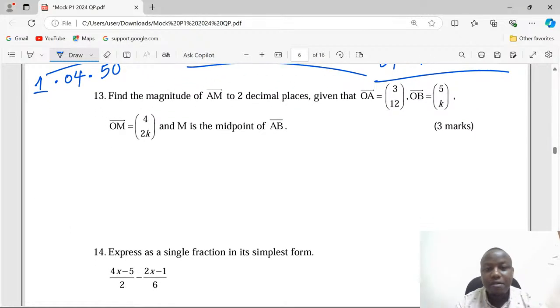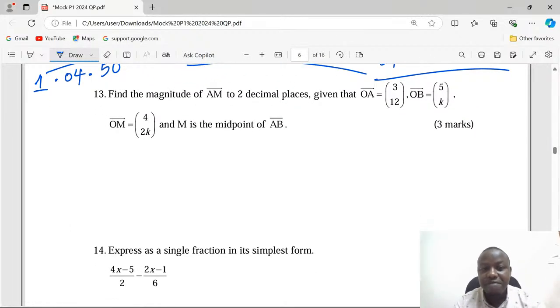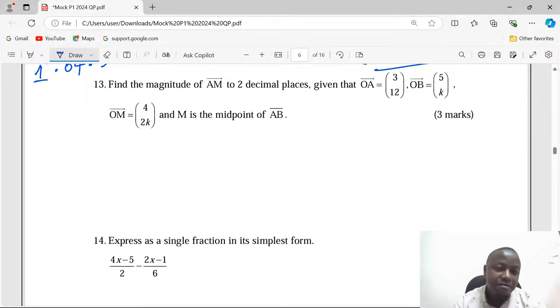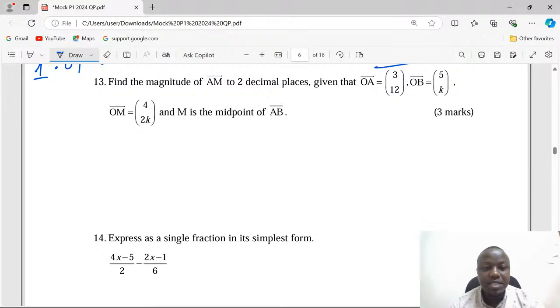Number 13, find the magnitude of vector AM to 2 decimal places, given that vector OA equals (3, 12), vector OB equals (5, k), and vector OM is equal to (4, 2k), and M is the midpoint of AB.